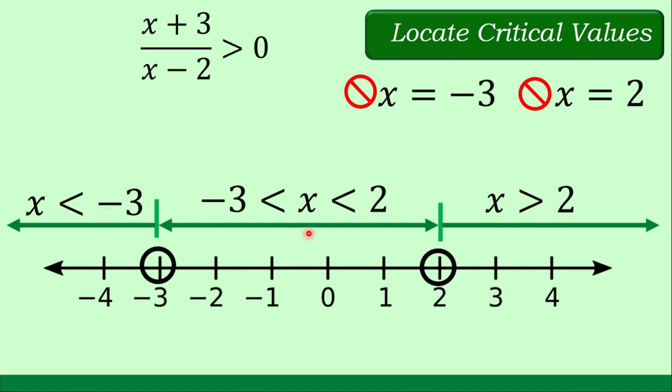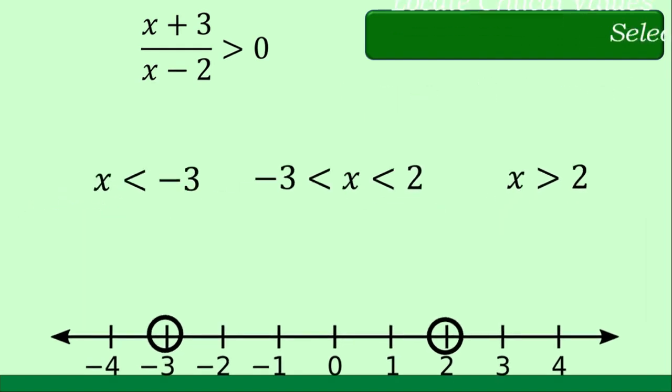We also have x greater than -3 and less than 2. And our last interval is x greater than 2. Why is it important to have our intervals? We will be using that in our next step. Now let's take that out.